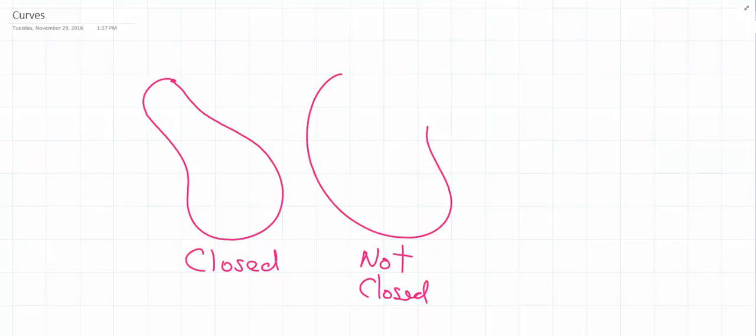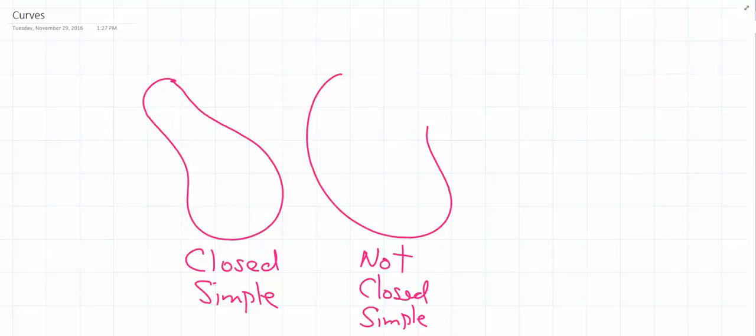Now, there's another term that we want to use, and that is a simple closed curve. So this right here is simple. And this one is also simple. It's not closed, but it is simple. This is a closed, simple curve.